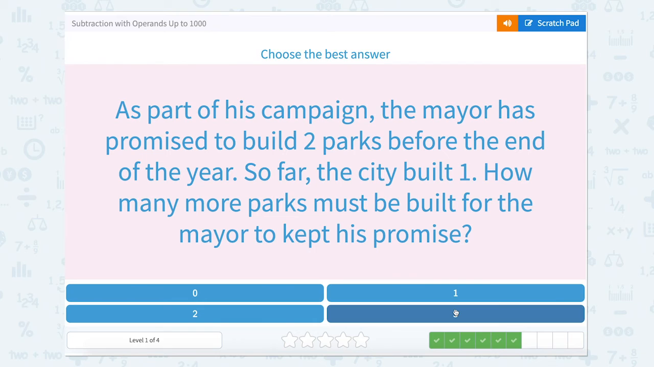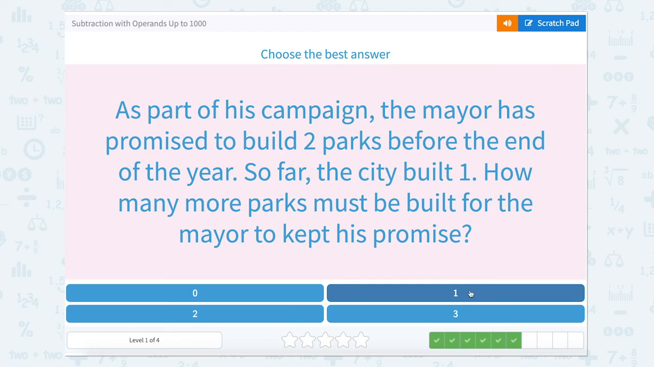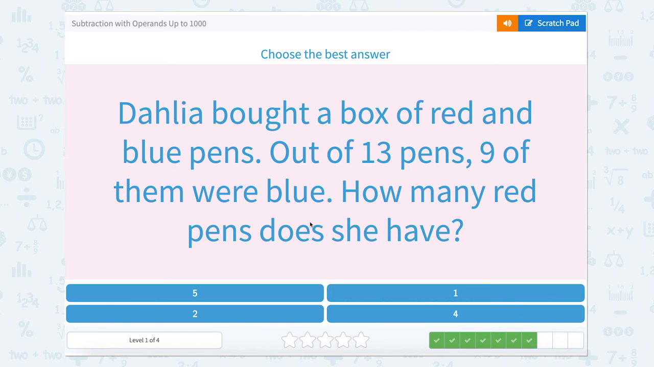As part of his campaign, the mayor promised to build 2 parks before the end of the year. So far, the city built 1. How many more parks must be built for the mayor to keep his promise? We can use that scratch pad. We know that the mayor promised 2 total parks. The mayor already gave them 1 park. So how many parks are left to be built? That would leave us with 1. So let's close that scratch pad. Click 1. That's correct.